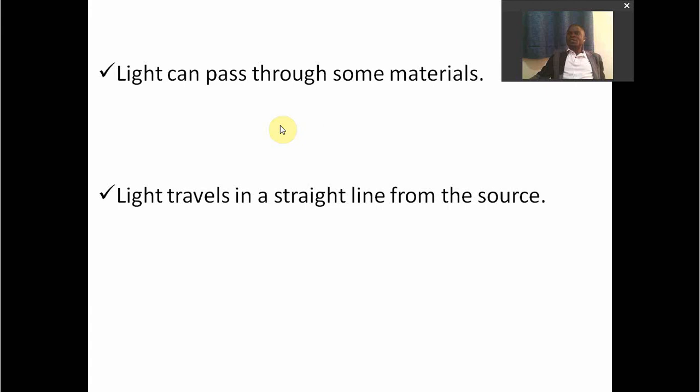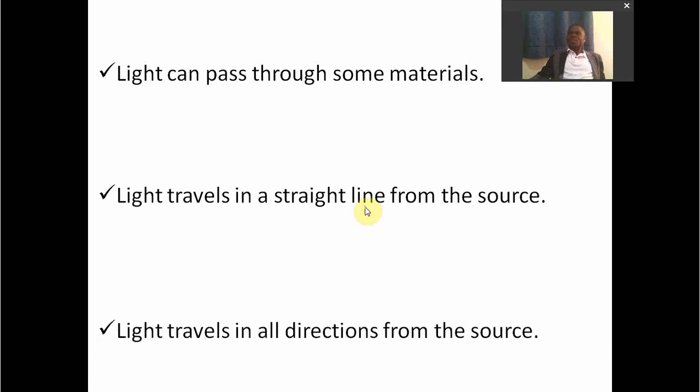Light travels in a straight line from the source. That's true. Light travels in a straight line from the source. Then light travels in all directions from the source. Yes, light can also travel in all directions from the source. But I want you to remember, in a straight line. It can travel in all directions, but still in a straight line.